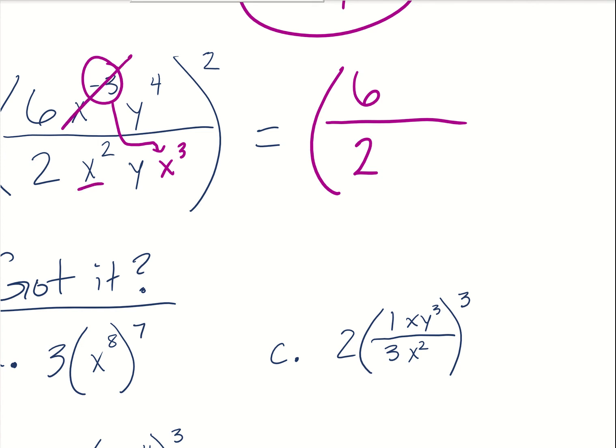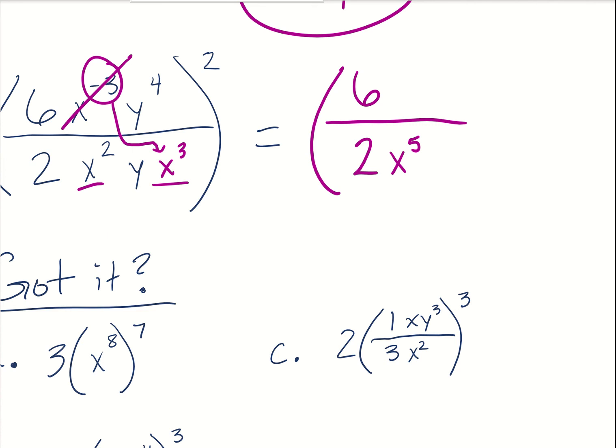Okay, and we have x squared times x to the third, which means when we multiply, we're going to add the exponents, just like we did a couple of days ago in law 3. So we have x to the second plus the third, which is going to give us x to the fifth. All right, and now I'm on to my y's.